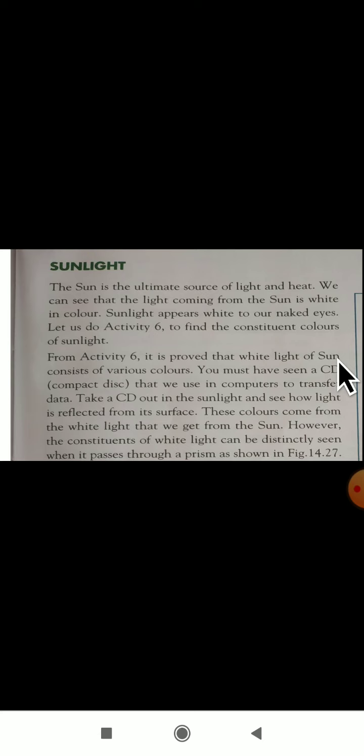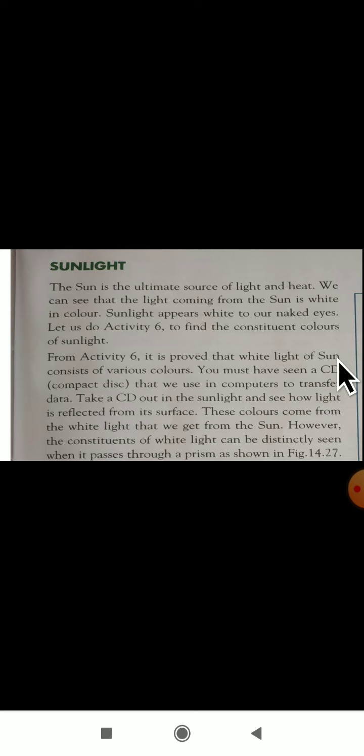You must have seen a CD, a compact disc. A CD is a compact disc that we use in computers to transfer data. We use it in a computer to transfer any data. Take a CD out in the sunlight and see how light is reflected from its surface.